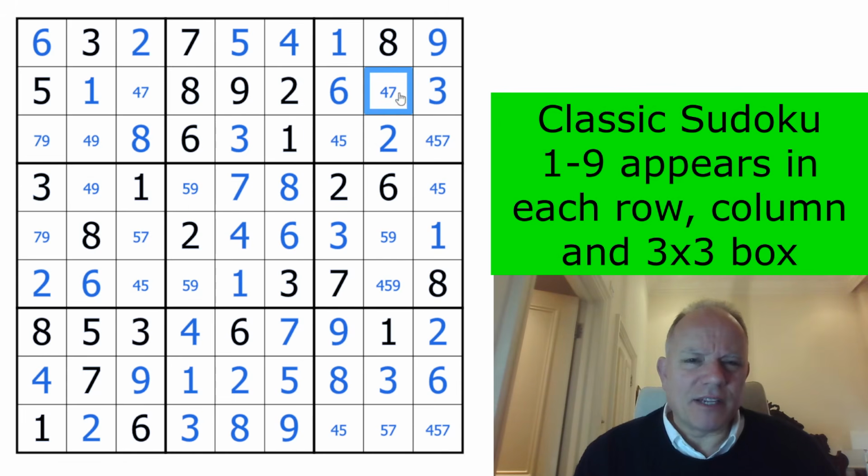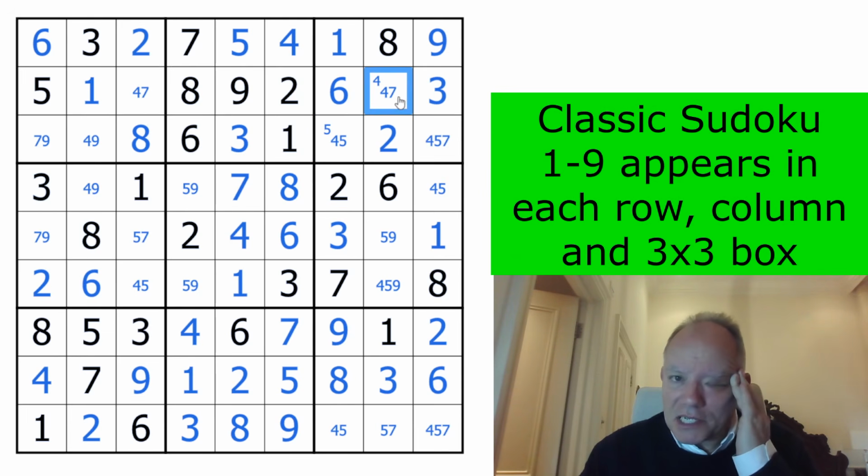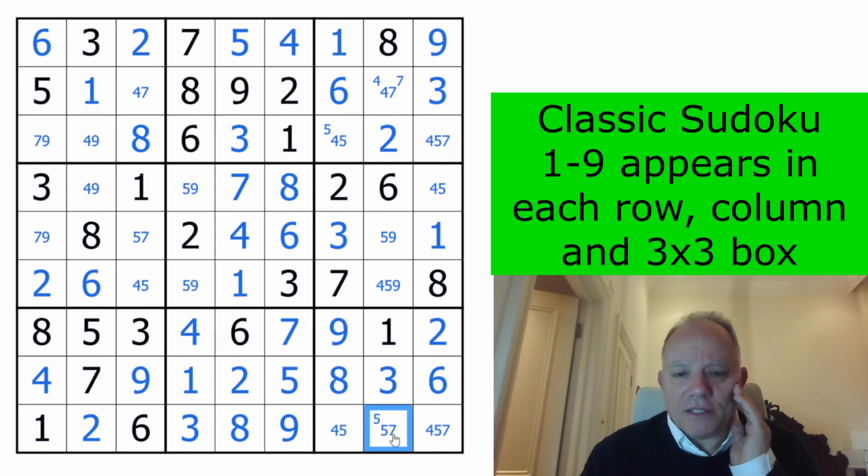Now what happens here is you have to consider both the possibilities. First of all, let's consider a 4 here. That would put, I'm just going to put it in the corner, a 5 here. Now the alternative is that this is a 7, and that would put a 5 here, thanks to this cell not having a 4 possibility anymore.